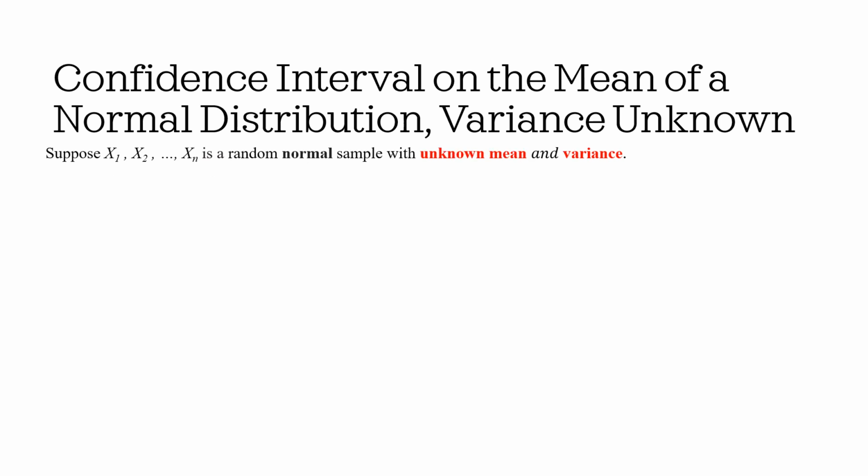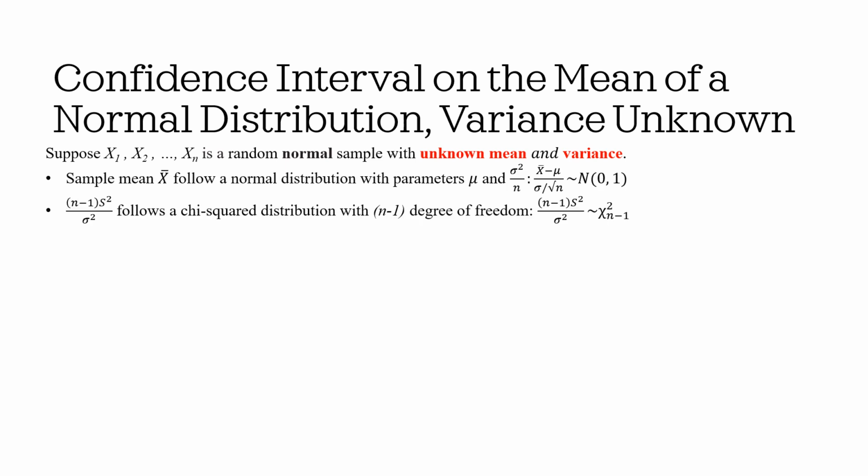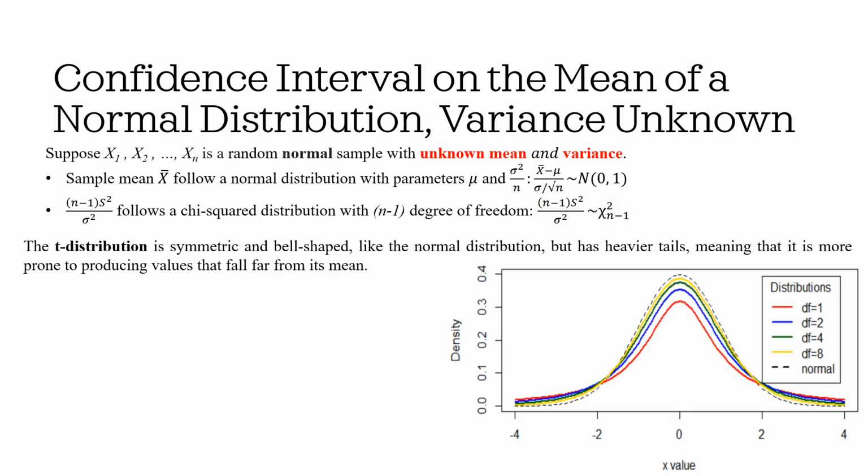Assuming that we have a normal random sample of size n, we previously introduced one normal and one chi-squared statistic. We explained that x bar minus mu divided by sigma over square root of n follows a standard normal distribution, and n minus 1 multiplied by s squared divided by sigma squared follows a chi-squared distribution with n minus 1 degrees of freedom. We have also introduced t-distribution and its properties and explained that t-distribution is symmetric and bell-shaped, like the normal distribution, but has heavier tails, meaning that it is more prone to producing values that fall far from its mean.